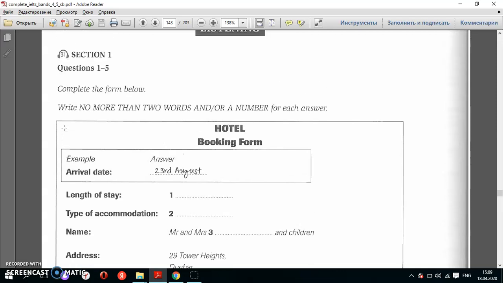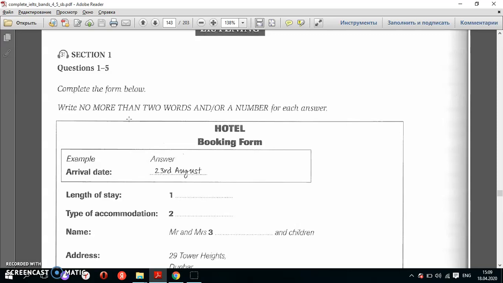Okay, so this is a hotel booking form, and this is questions 1 to 5. Pay attention to the instructions. Write no more than two words and or a number. Let me first briefly explain what this means. It means that you're allowed to write two words, or you're allowed to write a number, or you can write a number and two words.